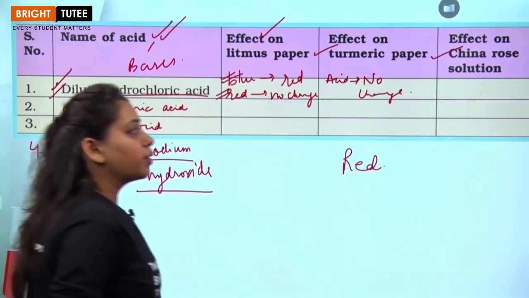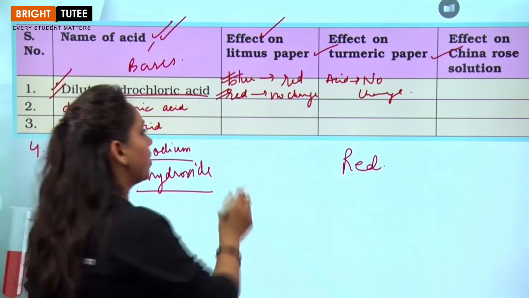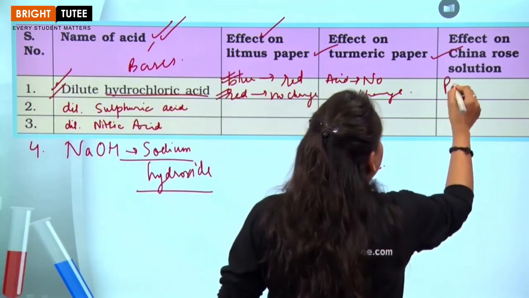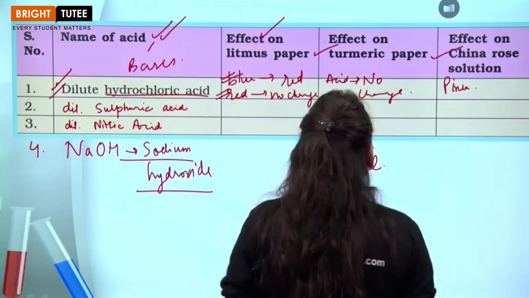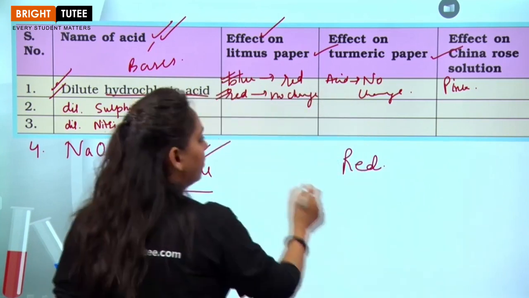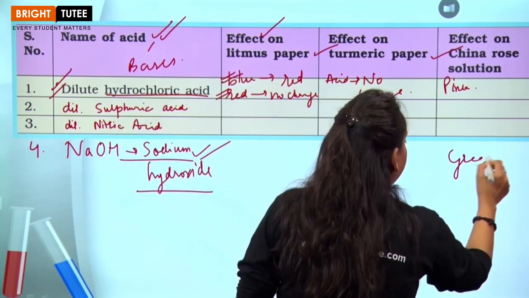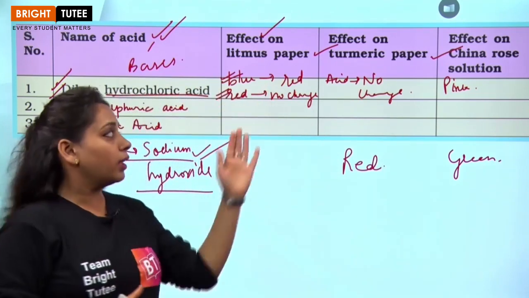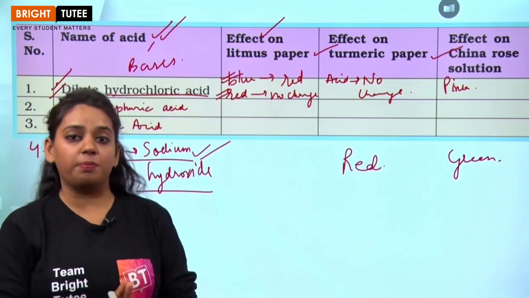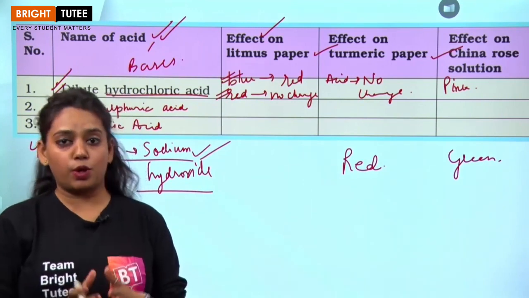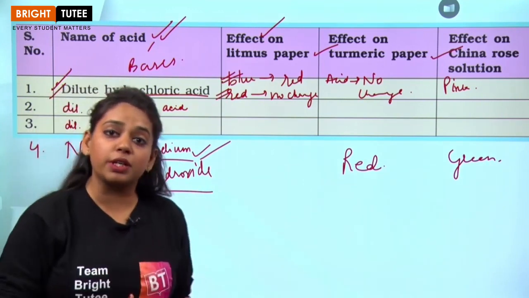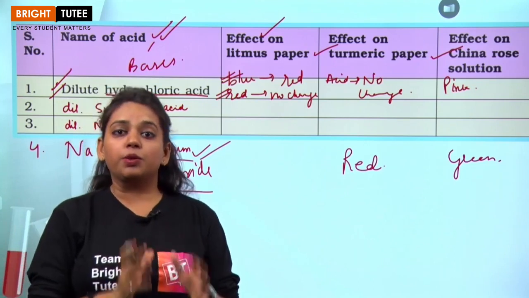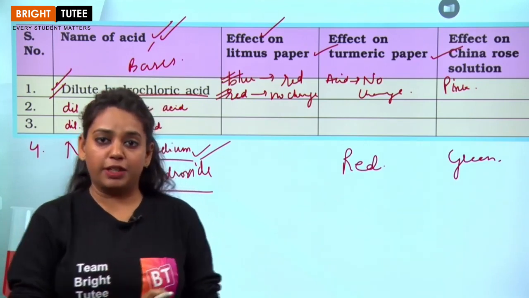Then if you test it on China rose, you will observe in case of acid you will obtain dark pink color, and in case of bases you will get a green color. In this way, you can learn the color changes with all the three indicators in a much simpler way, and you will remember it for a longer duration of time, because while you are doing an activity, you tend to learn things in a better way.